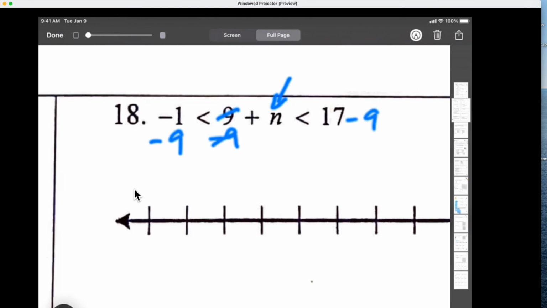This becomes 0. No need to flip the sign because we are subtracting 9. We are not dividing or multiplying. Now we have negative 1 minus 9.